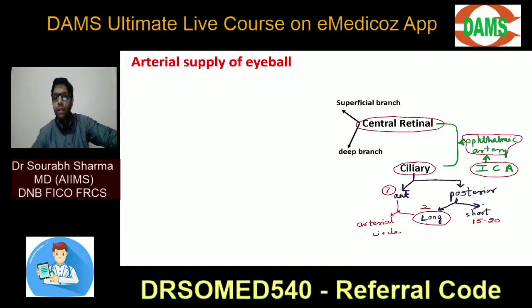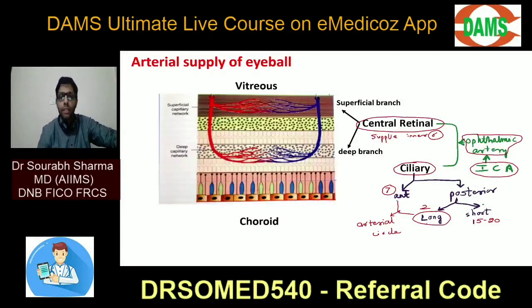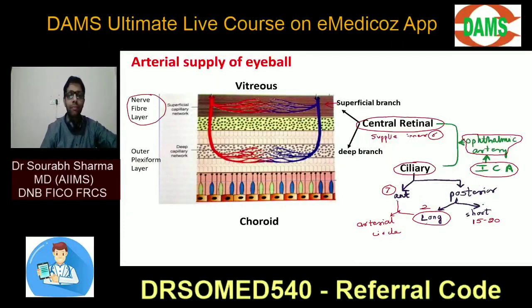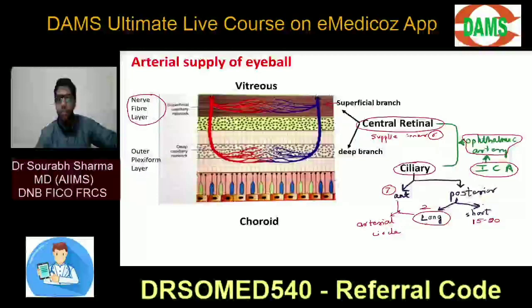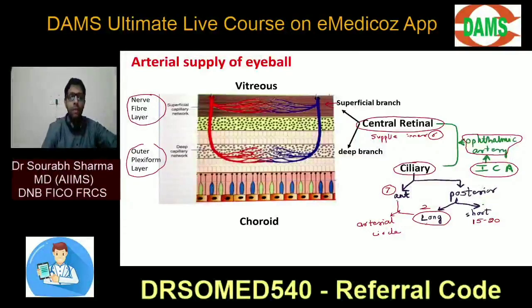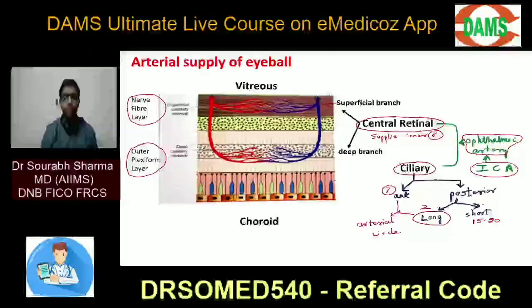This central retinal artery supplies the inner 6 layers of the retina. The superficial branch is present in the nerve fiber layer, the second layer, while the deep branch is present in the outer plexiform layer. So only the top 6 layers of the retina are supplied by the central retinal artery.